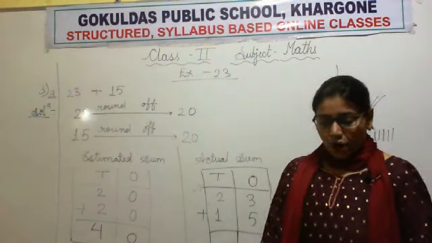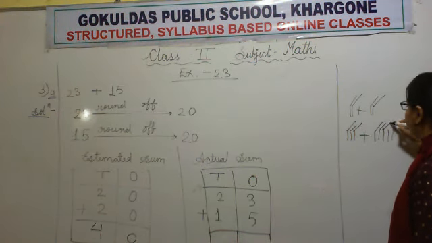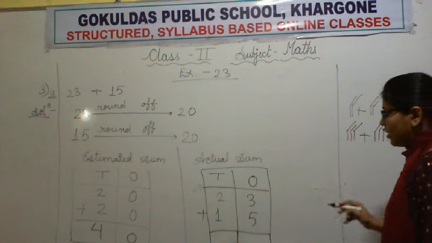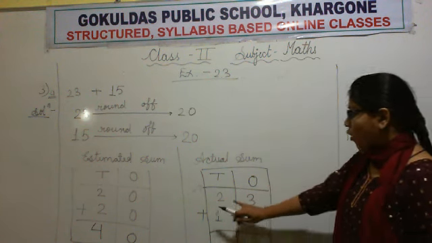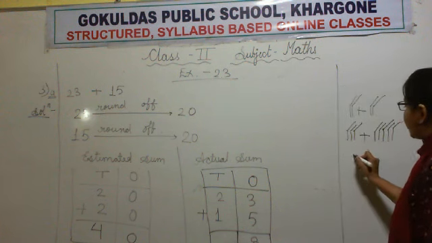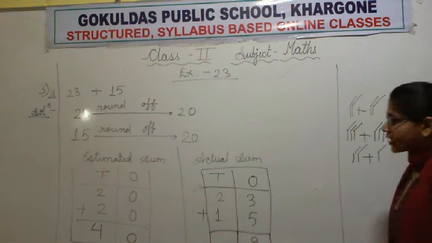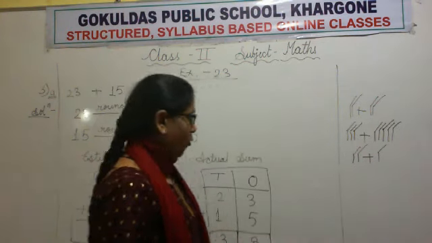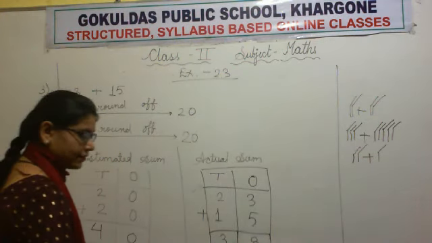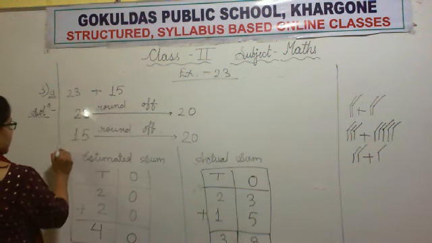Now let's add all these sticks. 1, 2, 3, 4, 5, 6, 7 and 8. So we will write the number 8. Now 2 and 1. So we will draw 2 sticks and 1 stick. Let's add them all. 1, 2, 3. 3 sticks. So we will write the number 3. Now we will write the answer.